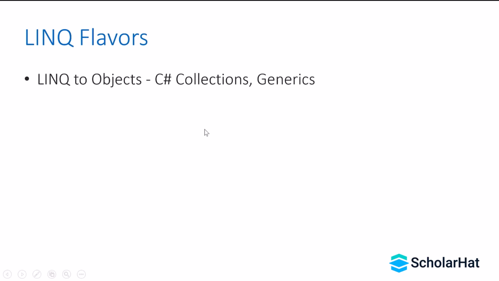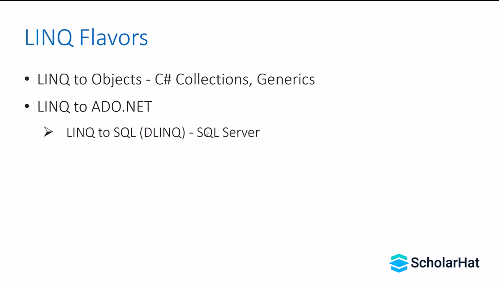The first flavor is LINQ to Objects. When you are querying collections and generics, that flavor name is known as LINQ to Objects, because the data source is a C# object. The next one is LINQ to ADO.NET. If you are going to query the RDBMS, obviously you need to use ADO.NET. In ADO.NET we have LINQ to SQL. LINQ to SQL is only for SQL Server.